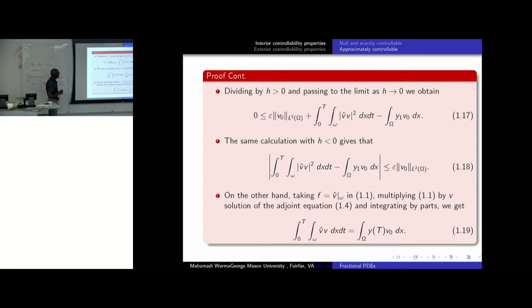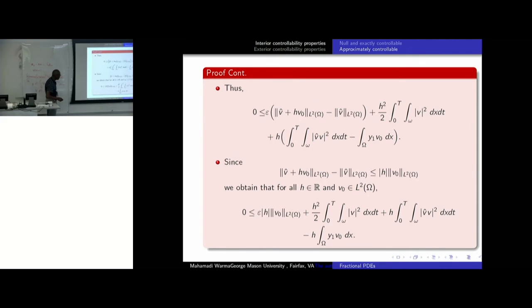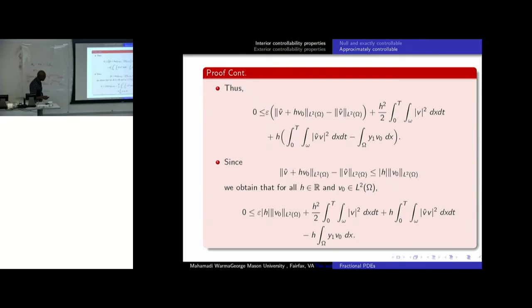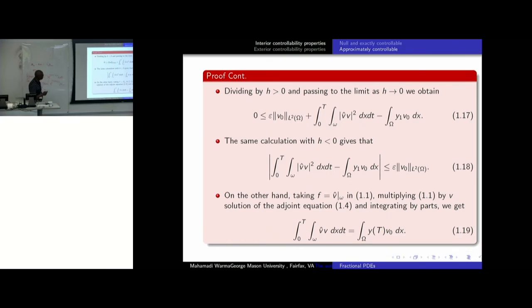From then, we can divide by H. First by H positive, and we pass to the limit. Then you divide by H, but this one there is no H, that one there will be an H. Then you pass to the limit, and you get that 0 is less than what we have here, the L2 norm of V0 plus this integral minus Y0. Then we do the same for H negative, and we will get, in fact, that the absolute value of this is less than epsilon times the L2 norm of V0.